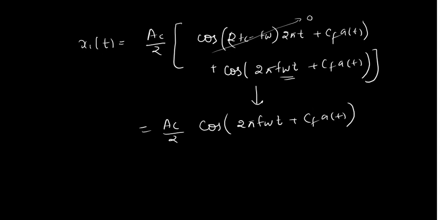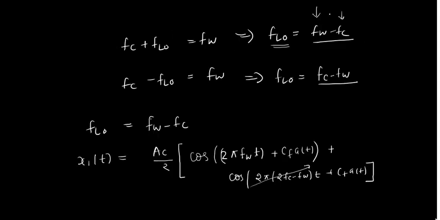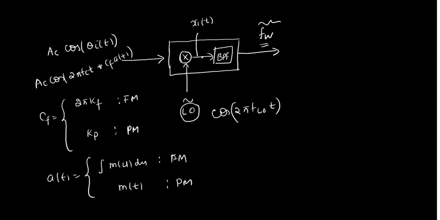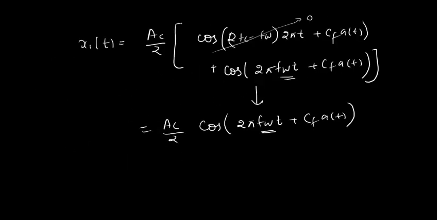So now what we see is that we have shifted our FM signal to a center frequency at Fw, and we have not touched the frequency deviation. The frequency deviation is the same.